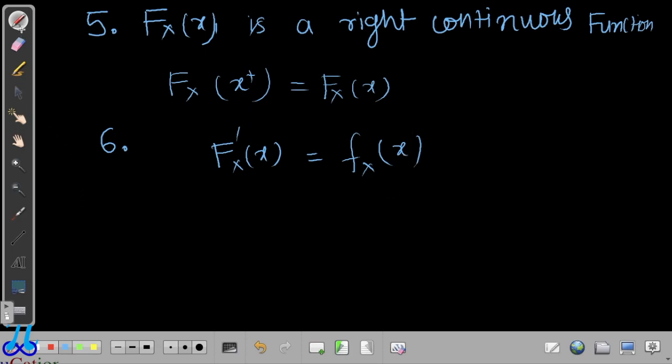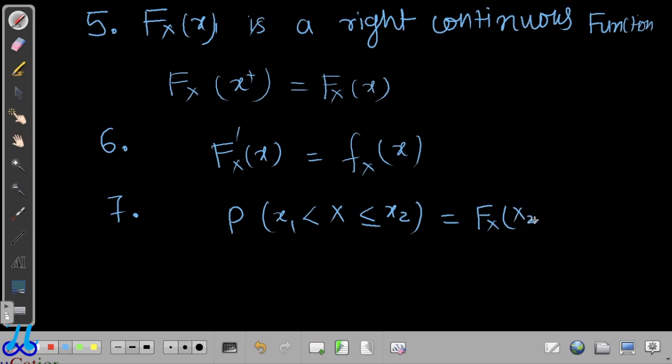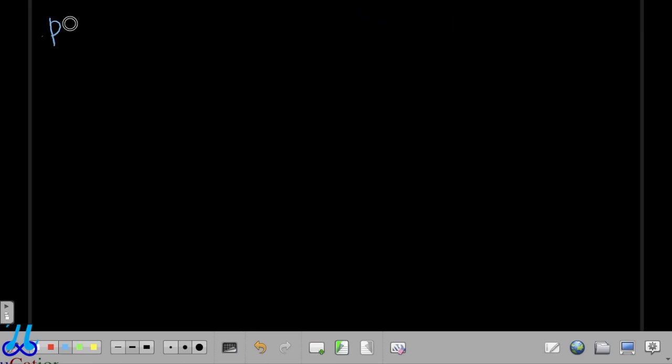And the seventh property is that the probability that the random variable x is between the limits x1 and x2 is equal to the value of CDF at x2 minus the value of CDF at x1. Now these properties are used to solve a particular numerical, which is again very important from the university point of view, and which has been asked quite frequently.